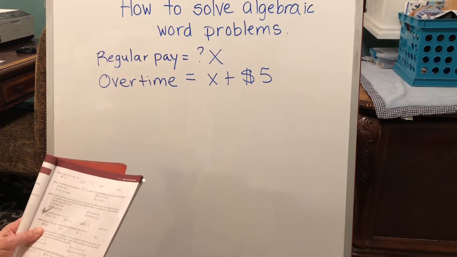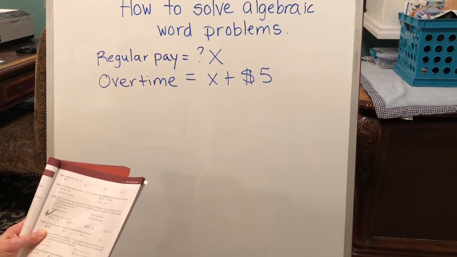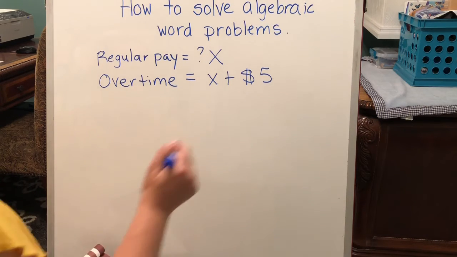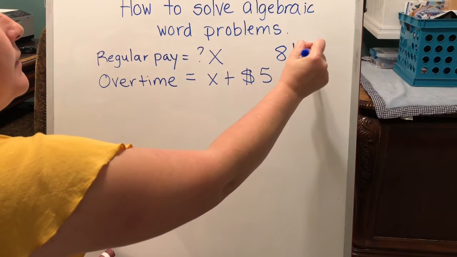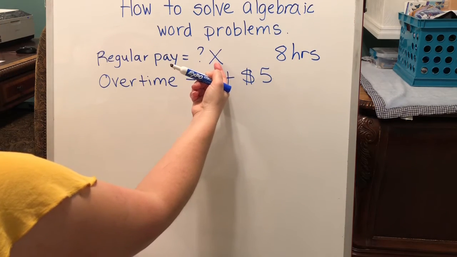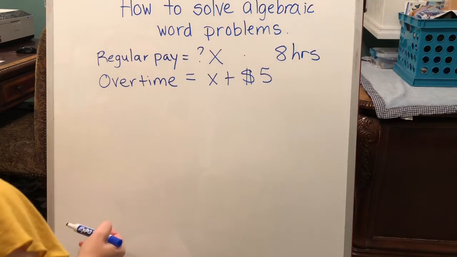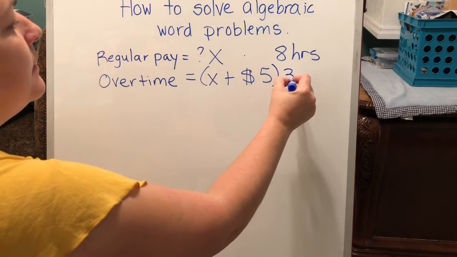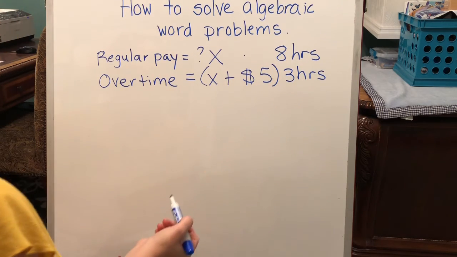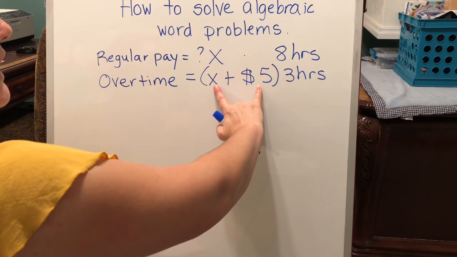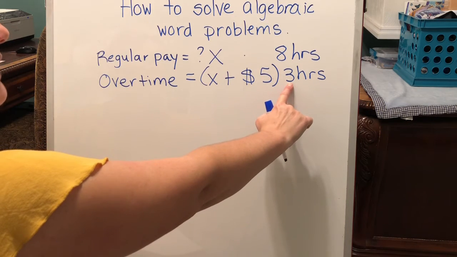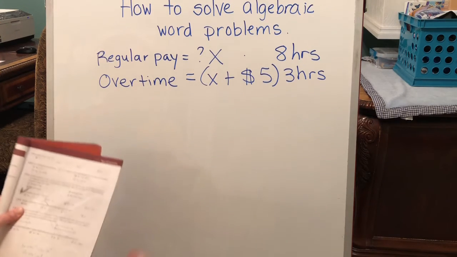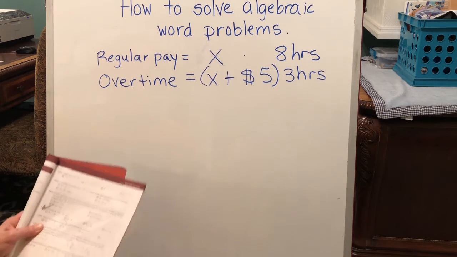He worked 8 hours at his regular wage and 3 hours at his overtime. So he worked 8 hours at his regular pay. That's going to be a multiplication. And then he worked 3 hours at his overtime. So this is his wage times 3 hours for overtime. This is his regular pay times 8 hours. All right, since we've assigned the X, I'm going to take off the question mark.